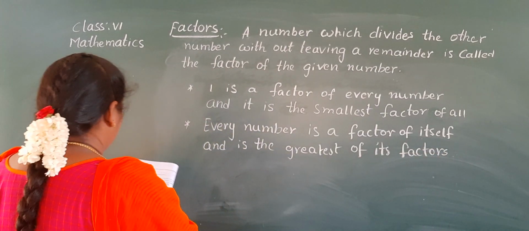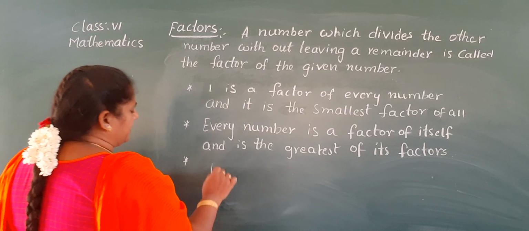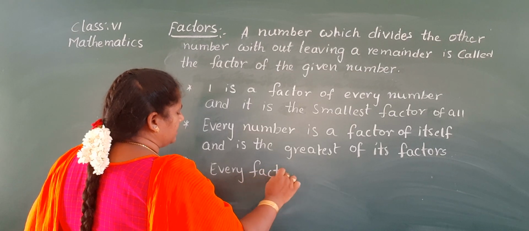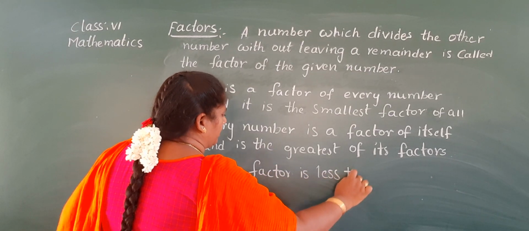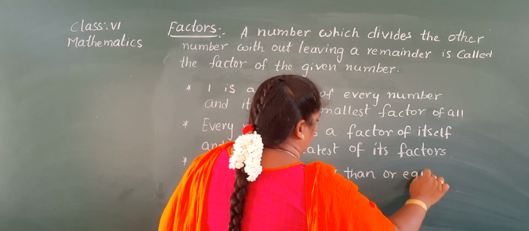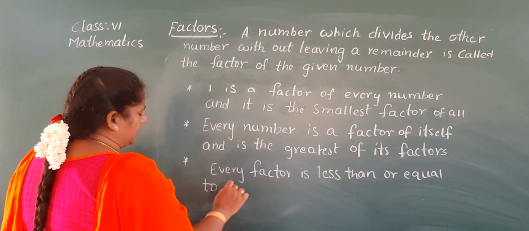Next, third point. Every factor is less than or equal to the given number.